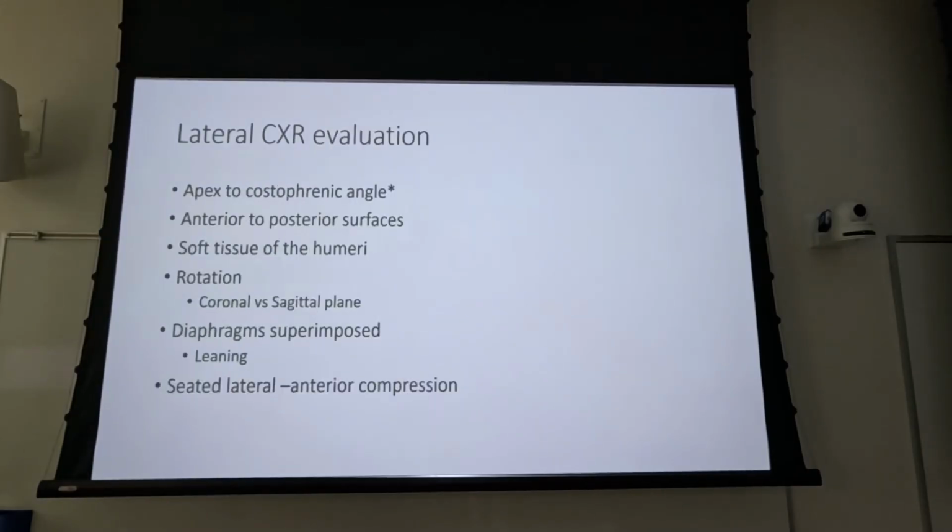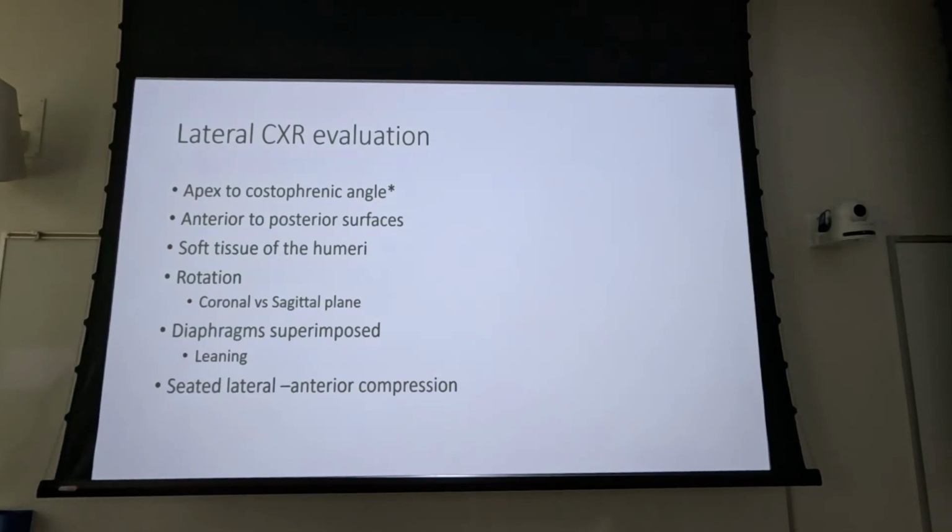Two, right, exactly. So what we want to see is from the apex to the costophrenic angles, just like on PA. We want to see anterior and posterior surfaces. We need to see the soft tissue of the humeri out of the way, as well as the humeri themselves, so we've got to get them up. If you have one of those grab bars attached to the bucky, that makes it pretty easy, right? You drive the bucky up and it automatically raises that.